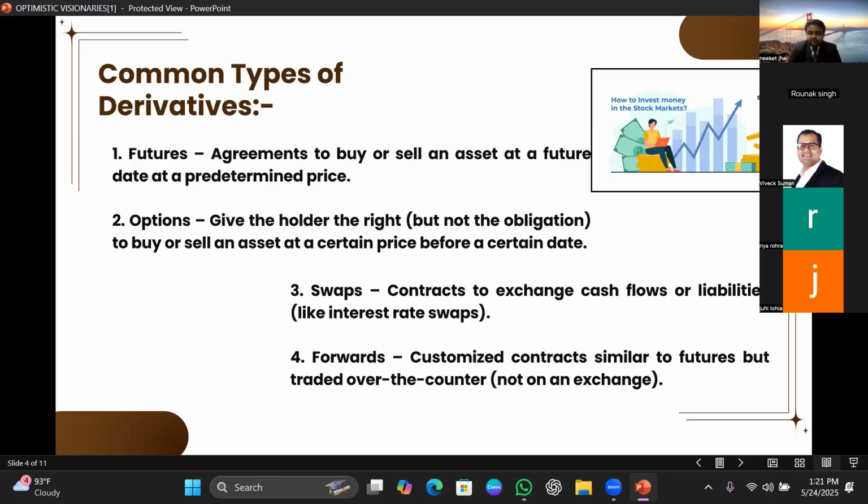About forwards: a forward contract is a customized agreement between two parties to buy or sell an asset at a specific price at a future date. Forwards are not standardized and are traded over the counter (OTC), which means they carry high counterparty risk. They are commonly used by companies and institutions to hedge against risks like currency or commodity price fluctuation. For example, an exporter expecting a USD payment in three months might enter into a forward contract to sell USD at a fixed rate, protecting against currency depreciation at a future date.